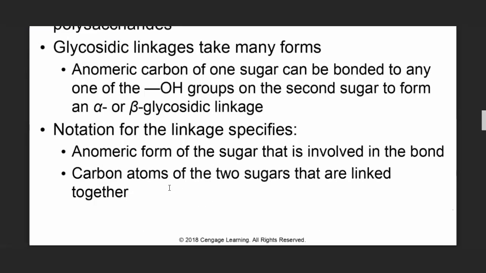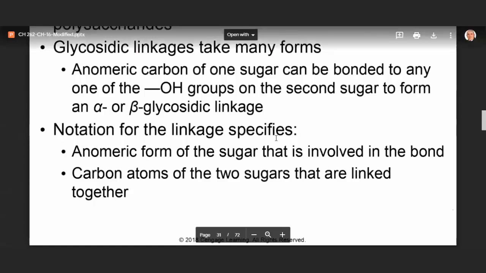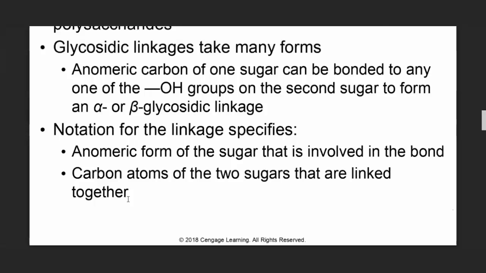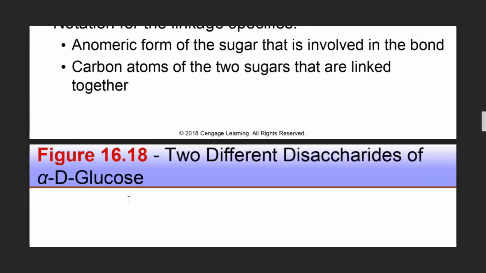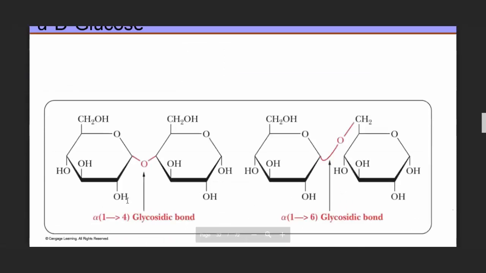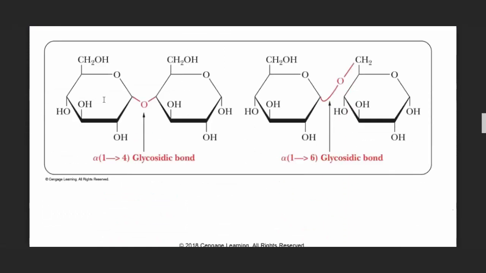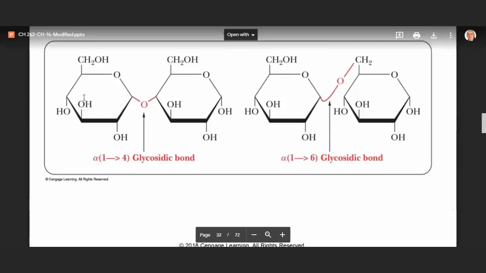Notice here, the notation of the linkage specifies the anomeric form of the sugar that is involved in the bond and the carbon atoms of the two sugars that are linked. As we will see, for example, two different disaccharides of alpha D glucose. Notice here in this you see two different types of bonds.